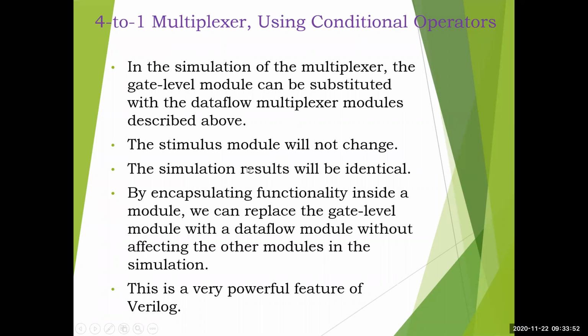Before that, we'll summarize what we have learned in the 4:1 multiplexer. In the simulation of the multiplexer, with respect to both the data flow equation we have seen yesterday and today's conditional operator, the gate level module can be substituted with the data flow multiplexer modules described above. You can change any of the program, but the stimulus module will not change. Okay, and the simulation results will be identical. So these two you can copy from there.